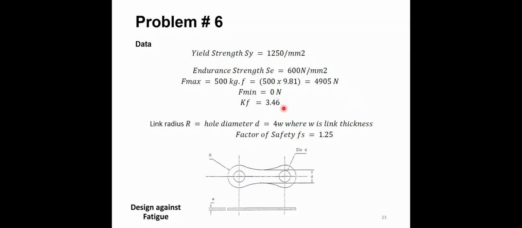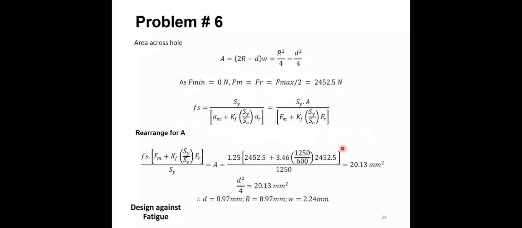The minimum force is 0, and the fatigue stress concentration factor, or the actual value of the stress concentration, is given as 3.46 based on the minimum cross-sectional area, which you see. Then the proportions are given as the radius of the link here, or capital R, is equal to the diameter of the hole, is equal to 4 times the thickness of the link. And the factor of safety again is given. So let's consider that the unknown here is our cross-sectional area, and then based on the Soderberg equation, we can find these values.